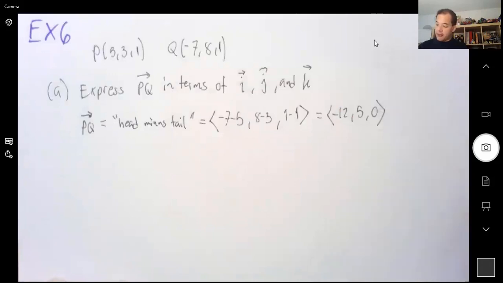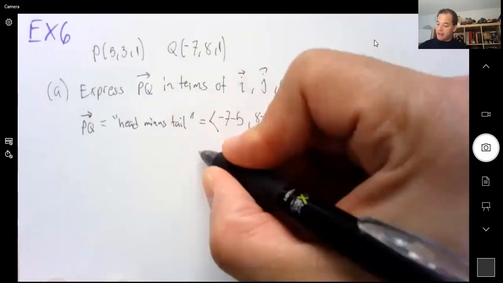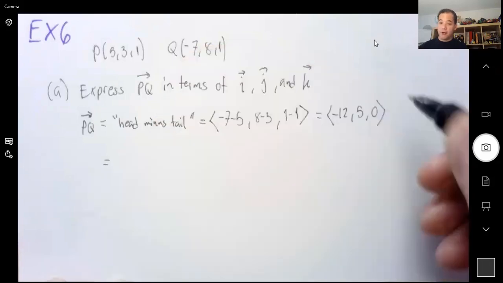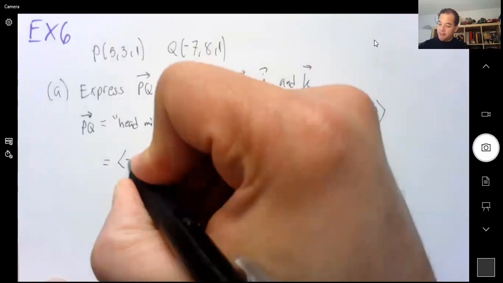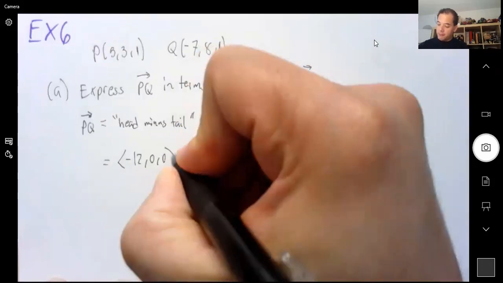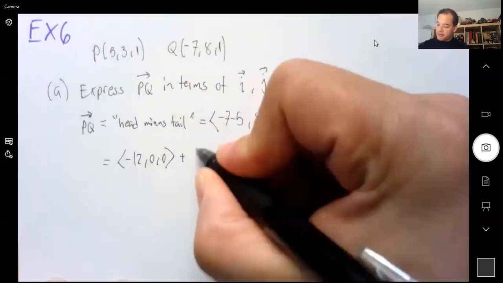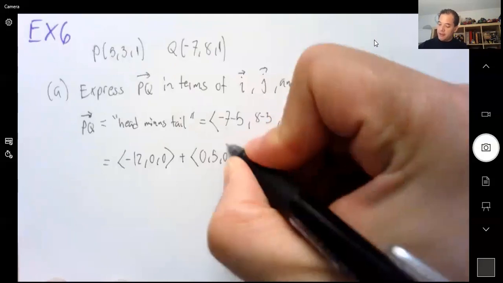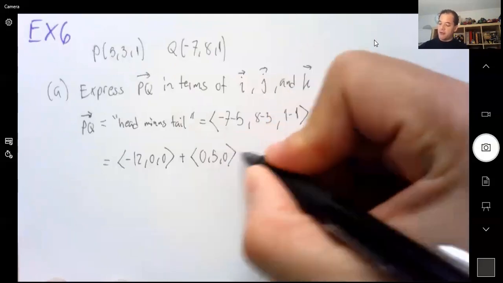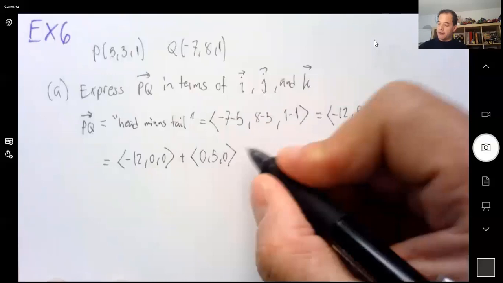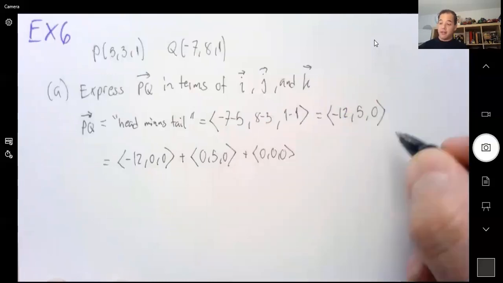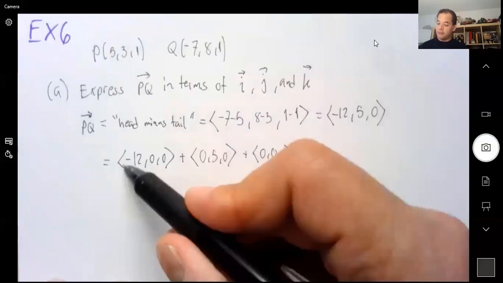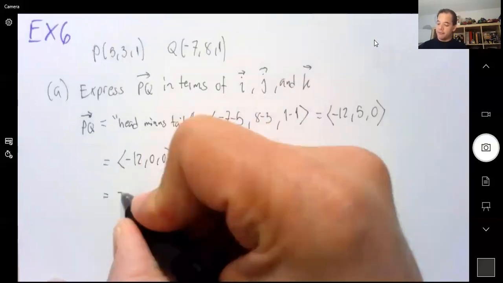We can write it as following. It's like we split each one of the components. So it could be like the vector -12, 0, 0, plus the vector 0, 5, 0. And then I don't have z component, but if you want, I can write 0, 0, 0 for the last one, okay? Then we can take the constants out because we know we can take constants out of vectors.